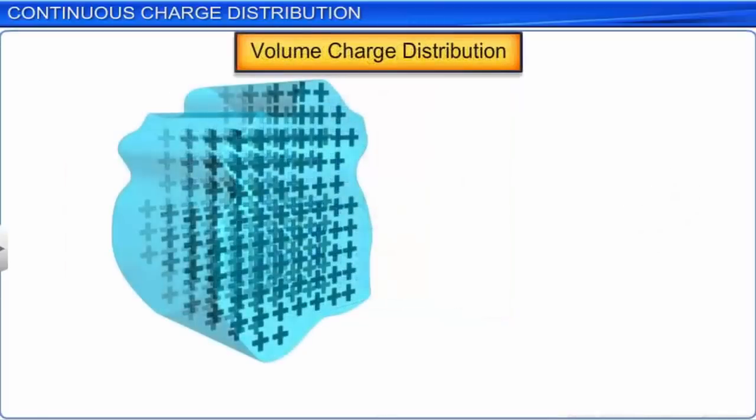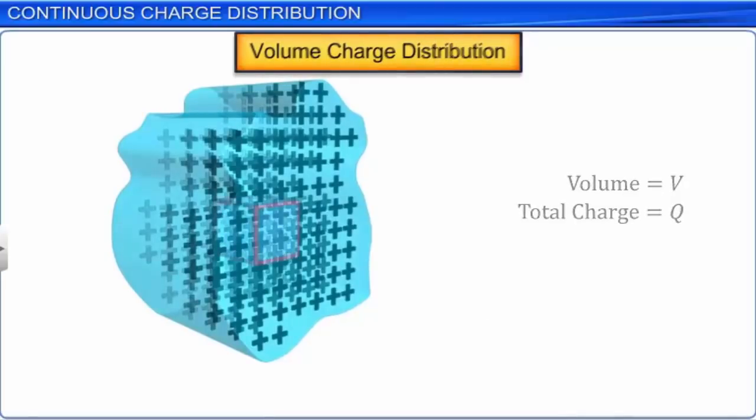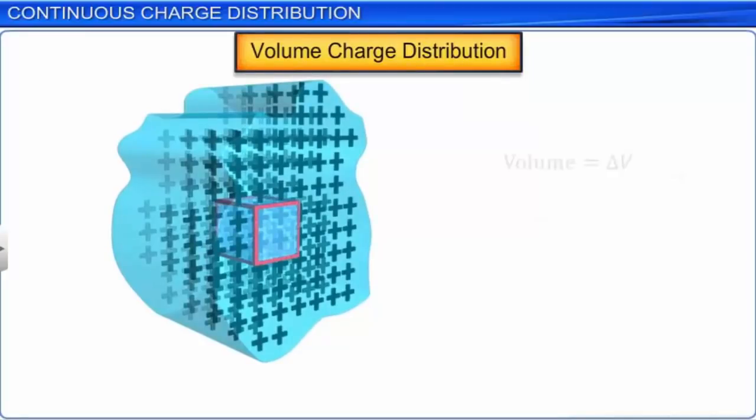Now let us consider a volume charge distribution. Consider a volume V carrying a charge Q. Let us assume that the total volume is divided into a number of small elements, each of volume delta V having a charge delta Q. Then, volume charge density, or charge density, rho, of such a volume charge distribution is defined as the charge per unit volume. Thus, rho is equal to delta Q by delta V, and is measured in coulomb per meter cube, in SI unit. It is a scalar quantity.